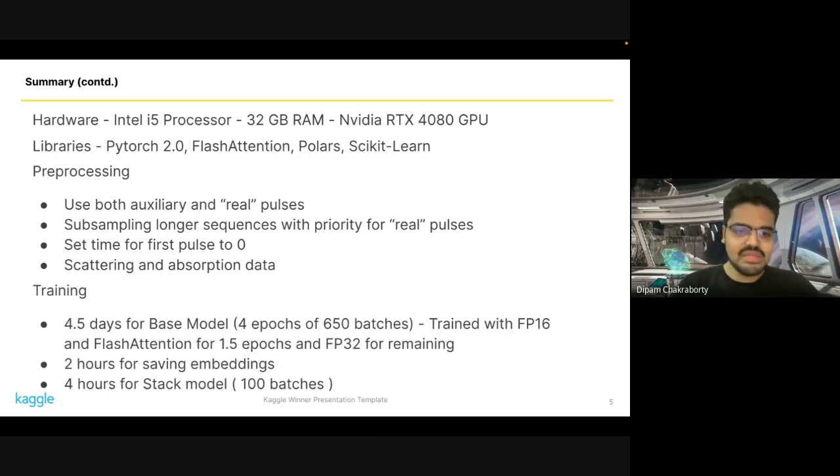And the final training time is about 4.5 days, and the further fine tuning time is quite less. The main model actually takes most of the time.